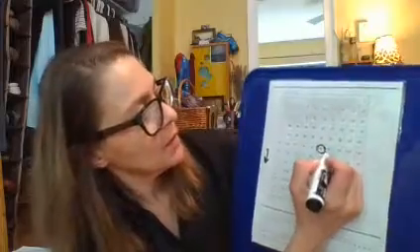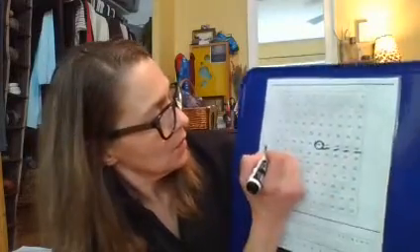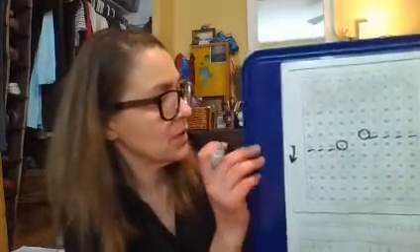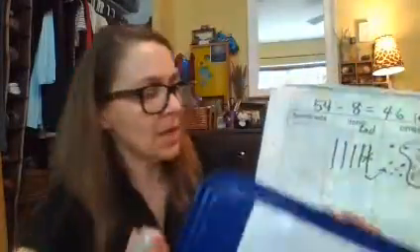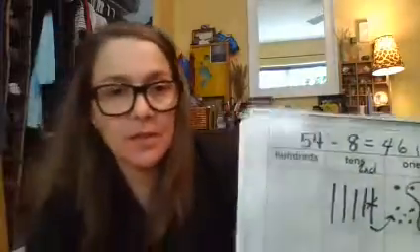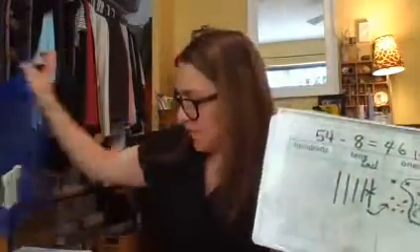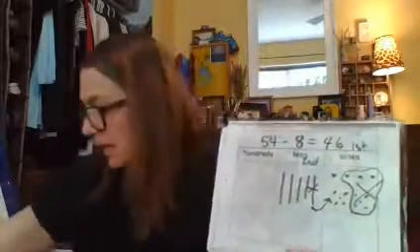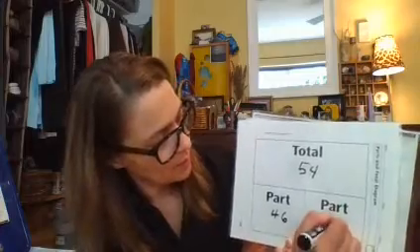And how much did I minus? 8. So I'm going to count up 8. 1, 2, 3, 4, 5, 6, 7, 8. And I get to 54, which was what I started with. So 54 minus 8 equals 46. And if we put it into our fact family or into our parts in total and use that, 54 is our total. One part was 46 and the other part was 8.